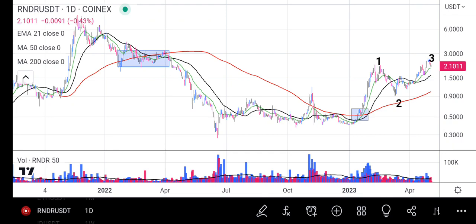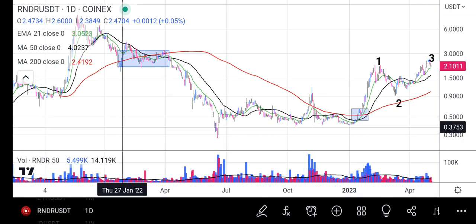I will be analyzing Render Token, and I will show the big picture of how it has been performing prior to the current moment. Let me get into this analysis in detail.